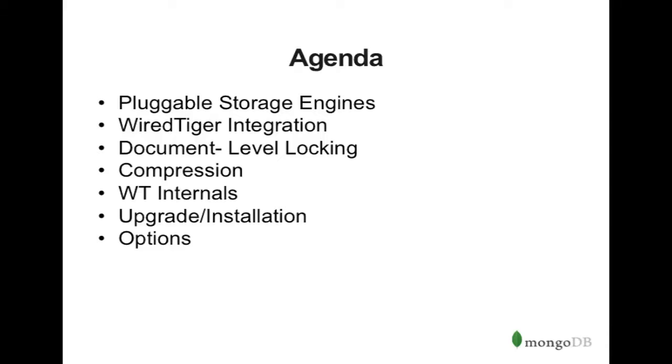So I'll start off by talking about the new pluggable storage engine API. And then I'd also like to talk about WiredTiger, which is our very first supported pluggable storage engine, or second storage engine. And I'd also like to talk a little bit about the WiredTiger internals and some of the new features and capabilities it provides, such as document level locking, compression, and I'd also like to go a little bit in-depth on the upgrade procedure, installation, as well as some additional options it provides.